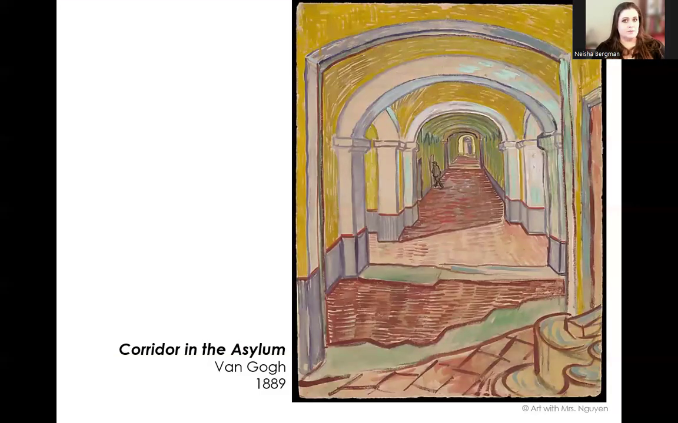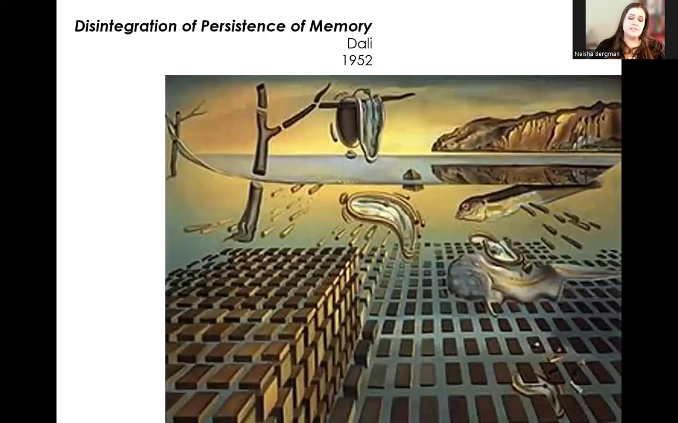This is another Van Gogh painting. This is Corridor in the Asylum. This is a really good example of linear perspective. He doesn't have a whole lot of color and detail going on. He's usually got the same colors going on in the background, but we still get the illusion of depth because of the lines, because of how they fade off into that vanishing point that we talked about. They converge.